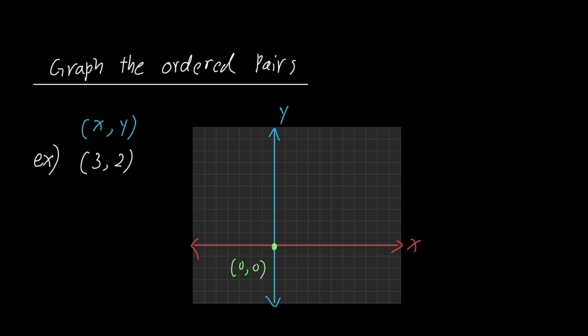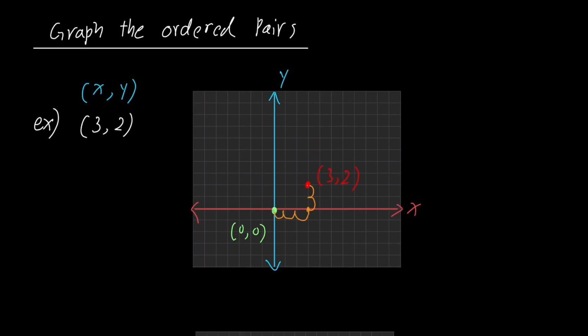Let me show you. We start from 0 and we move 1, 2, 3. 3 units. But we're not done yet. We have the number 2 on the y-axis, which means starting where we are right now, we move 2 units up. So 1, 2. Then this point is our final destination, and the address is (3, 2).